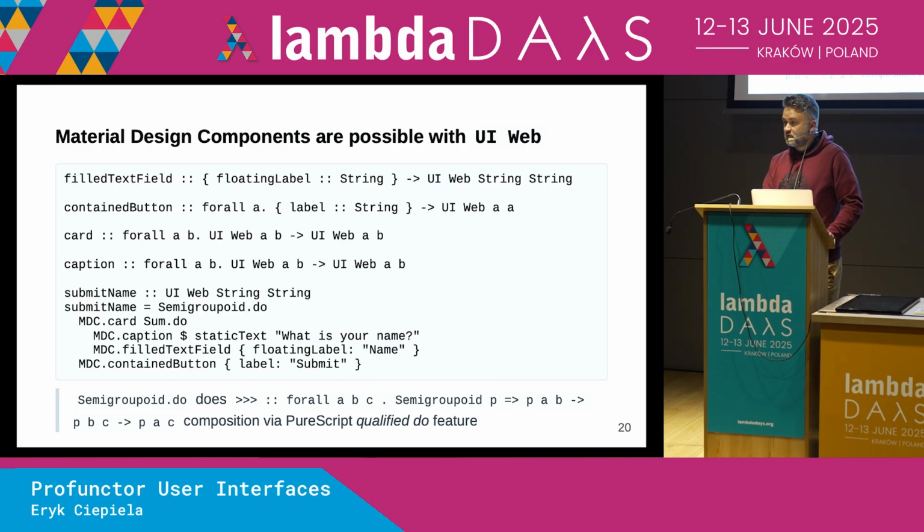Material design components are also possible with UI web. So for example, we have a filled text field, which is a web UI taking string and returning string. We have a contained button taking A, returning A, and so on and so forth. And the example is here with MDC card, MDC caption, MDC text field, and MDC button. And it's glued together with sum, as I already mentioned, and semigroupoid do, which does the composition known from semigroupoid via the PureScript qualified do feature, so that the data flows go line by line from top to bottom.